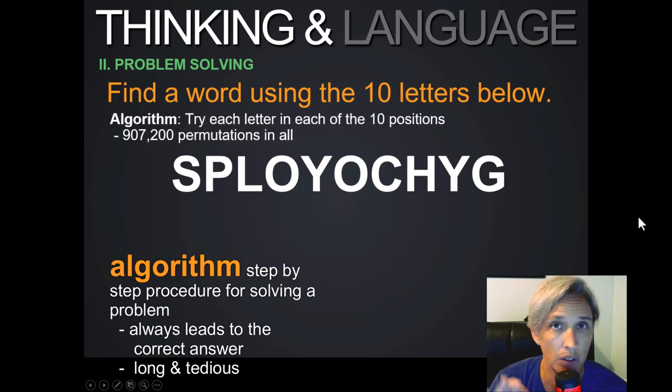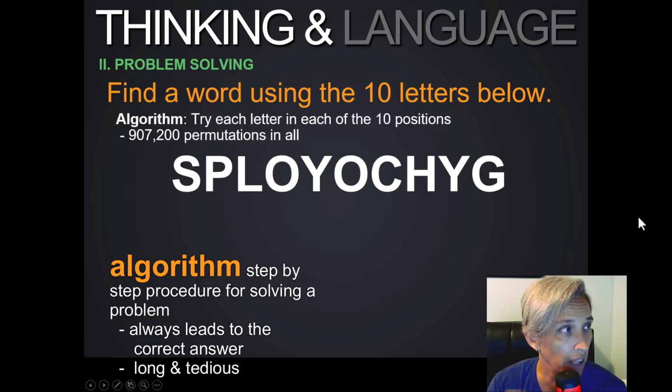And before we do that, let's look at the letters below. Find a word using the 10 letters below. Using an algorithm, you're going to put together each and every letter. It would be a very slow and tedious process, and it's going to lead you to 907,200 different combinations. That's long and tedious, and very time consuming. Rather, we could use a heuristic.